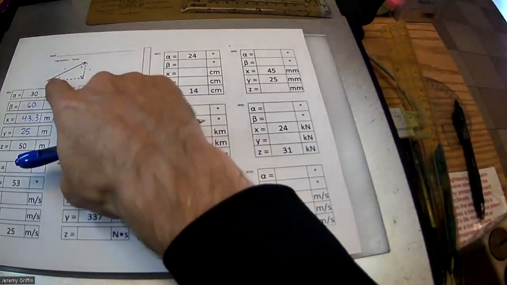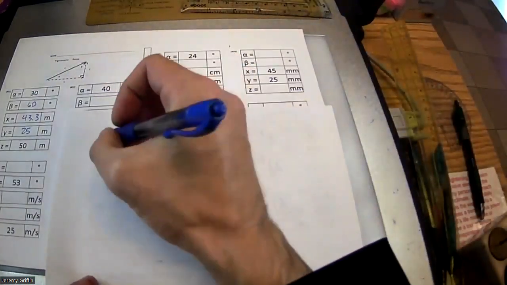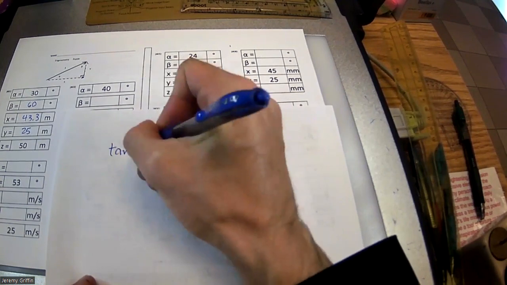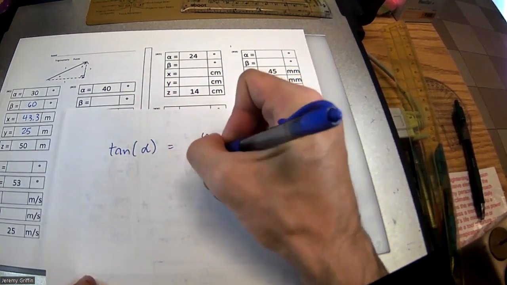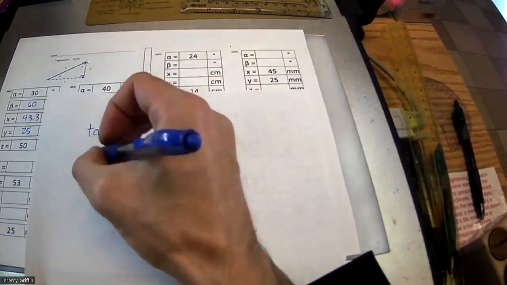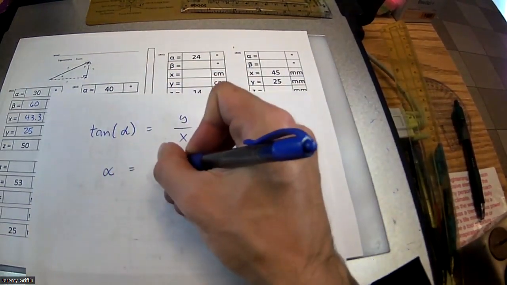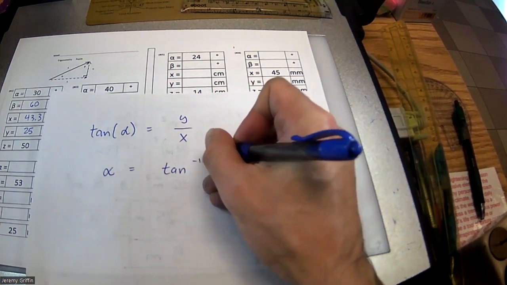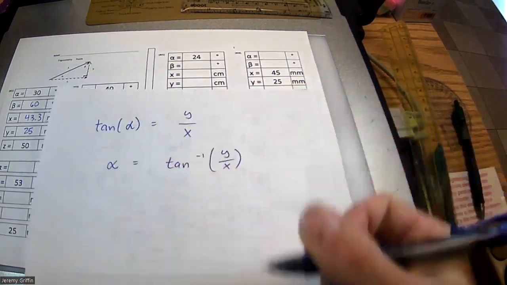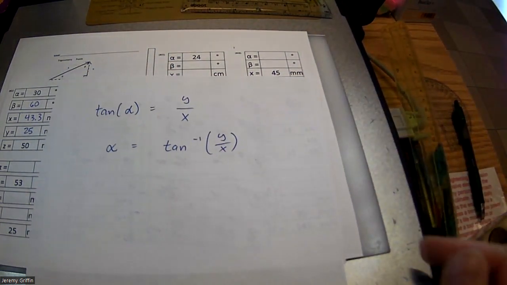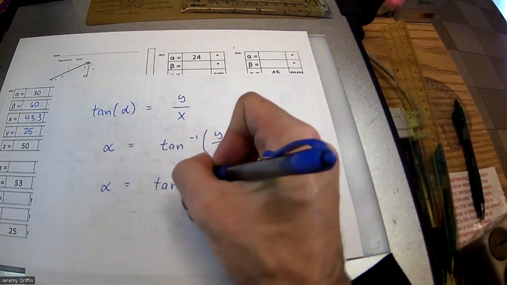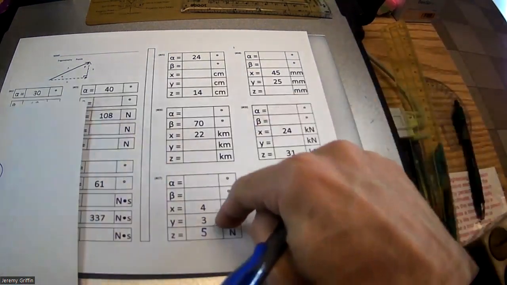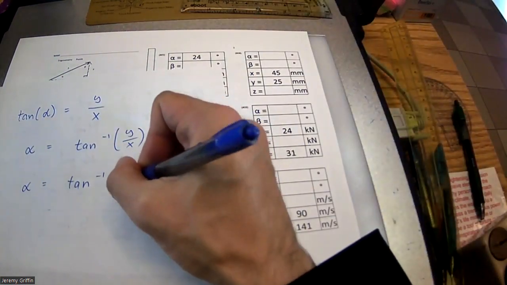Let's try inverse tan. So I could say this angle alpha, or actually, let me go back a step. I'll say tangent of alpha is equal to y over x. Therefore, alpha is equal to inverse tan of y over x. Right? It's like undoing the tangent function. Right. All right, let's pop in some numbers. Alpha is inverse tan of y over x. That's 3 over 4.